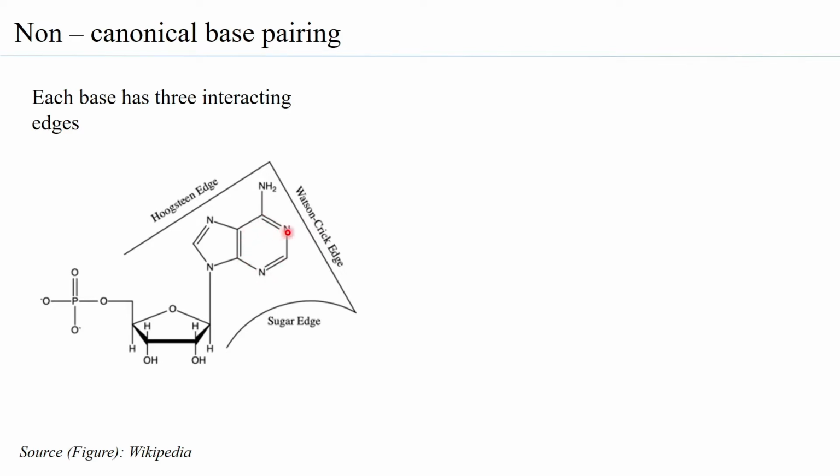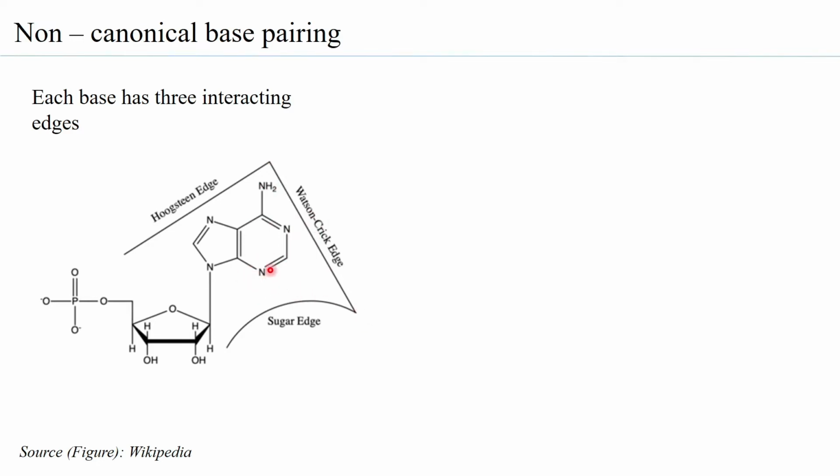So when you have 1, 2 and the 6 interacting or hydrogen bonding, then this is what is called the Watson and Crick edge, because it's found that in the canonical pairing, the one that was proposed by Watson and Crick, it was these that formed the hydrogen bonding. And so therefore this forms what is called the Watson and Crick edge.